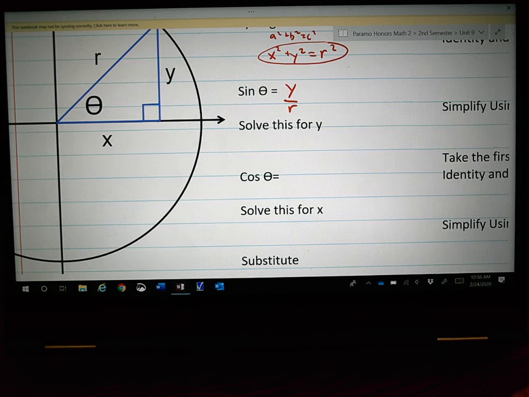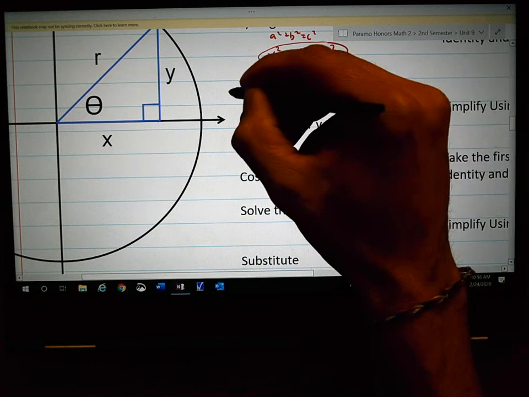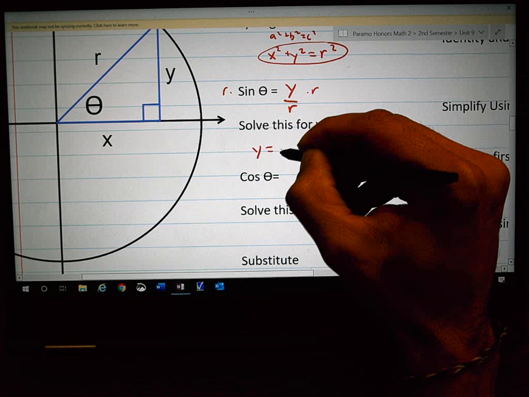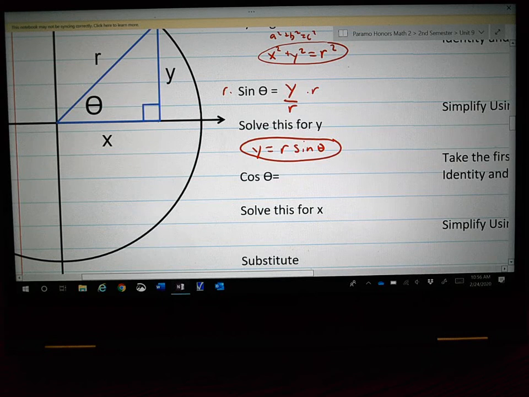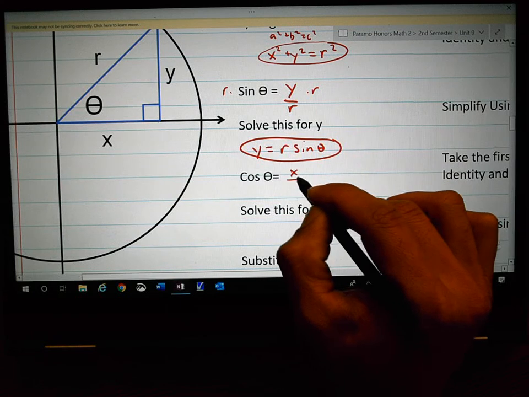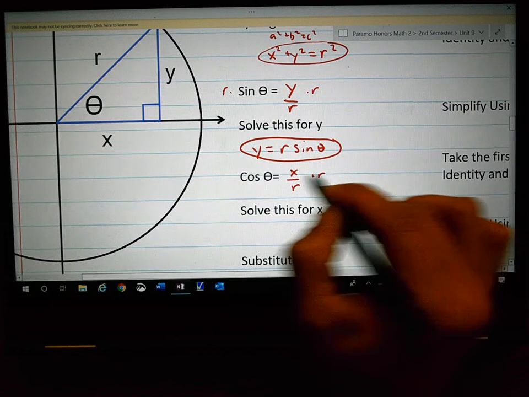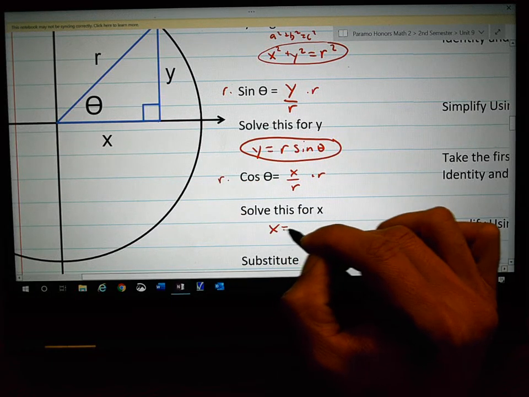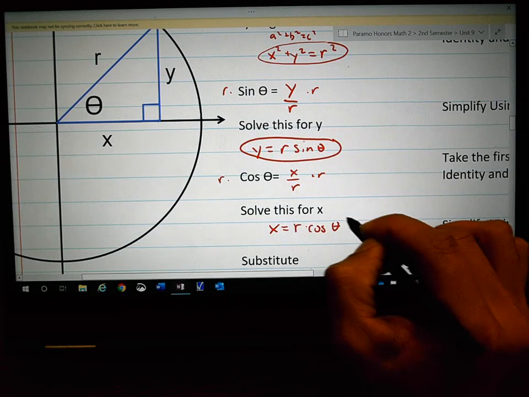Now what if we were to solve this for y? We would times by r and times by r. We're going to come back to this in a second. Y is equal to r sine theta. The r hasn't gone away. It's still part of this problem. Cosine of theta, same thing. The adjacent over hypotenuse. Times by r, times by r. X is the same thing as r cosine theta. I'm going to use that.